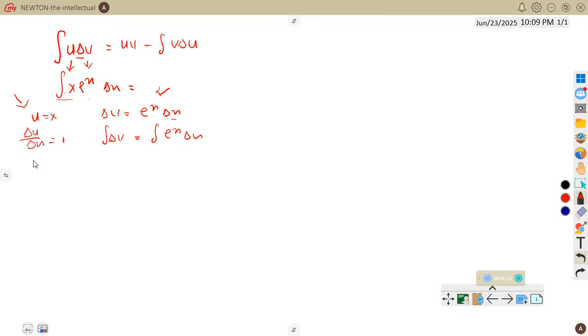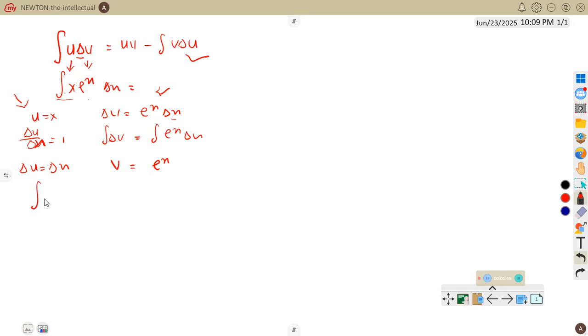All right, so now you make du the subject of the relation. So you say du is equal to dx. When you find the integral of dv, you just get v, and this is going to be equal to e to the power of x. The integral of e to the power of x is e to the power of x. So now that you have this, you can apply the formula.